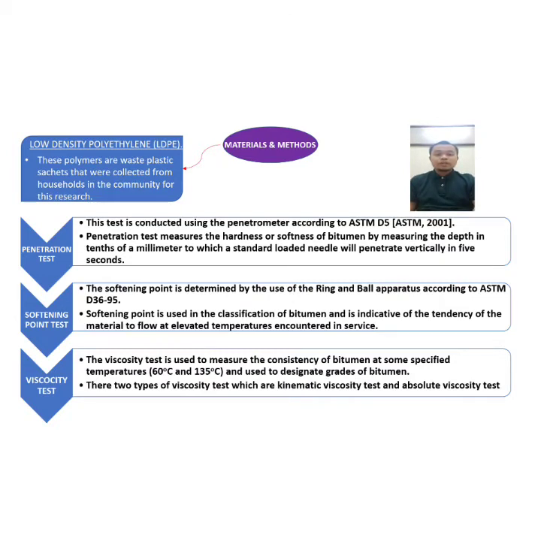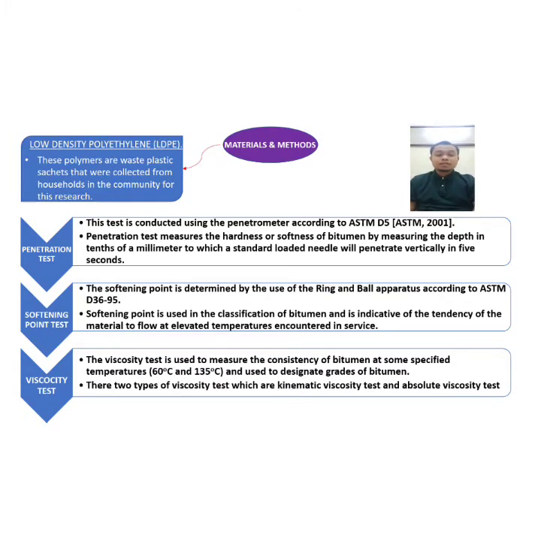Then we move to the second test, which is the softening point test. Basically, the softening point is used in the classification of bitumen and is indicative of the tendency of the material to flow at elevated temperatures encountered in service. The softening point is determined by the use of the ring and ball apparatus according to ASTM D36-95. From this test, a higher softening point indicates lower temperature susceptibility, which is preferred in warm climates. The softening points were determined for the modified bitumen in their various proportions, and the results will be tabulated.